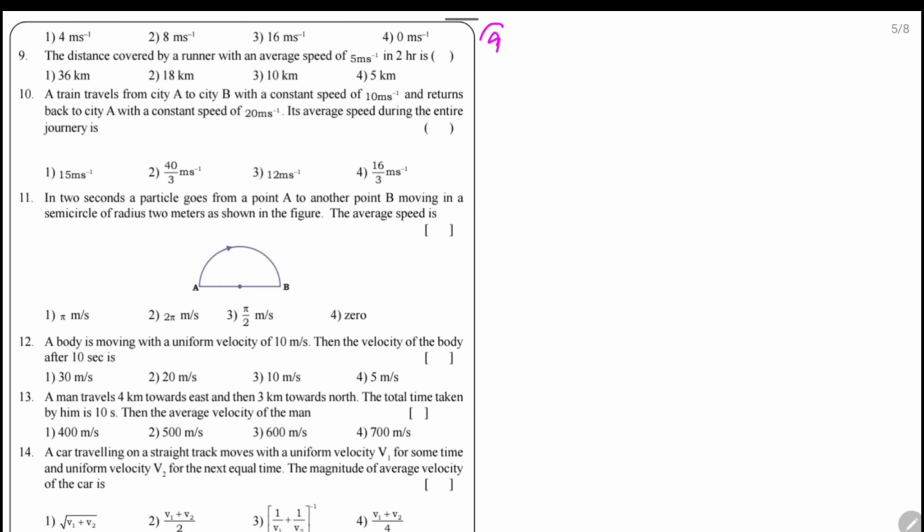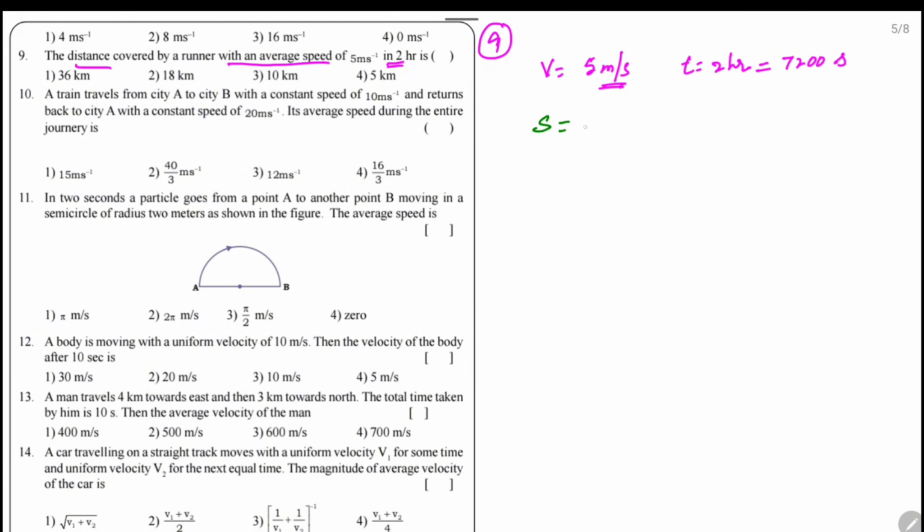Question number 9. The distance covered by a runner with an average speed of 5 meter per second. Here the average speed is given, which is 5 meter per second, in 2 hours. So time is given in hours. So let's first convert this hours into seconds, because speed is given in meter per second. So 1 hour is 3600 seconds, right? So 2 hours is 7200 seconds. We have to find what is the distance covered here.